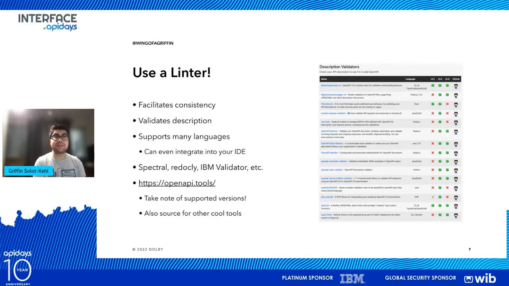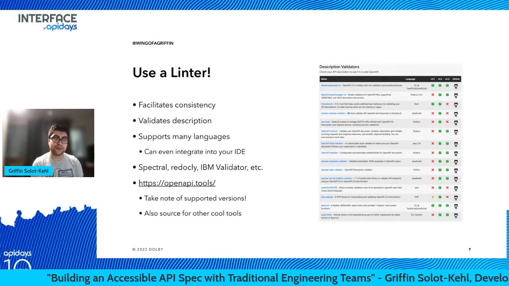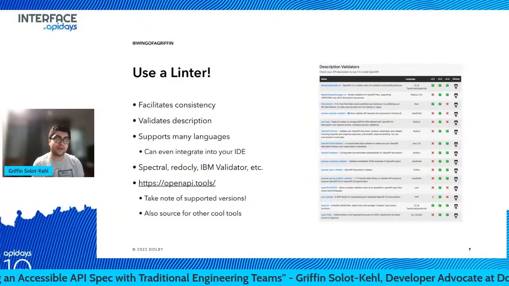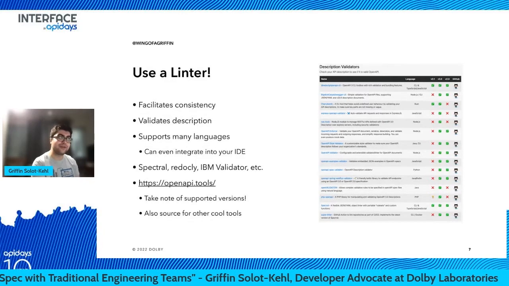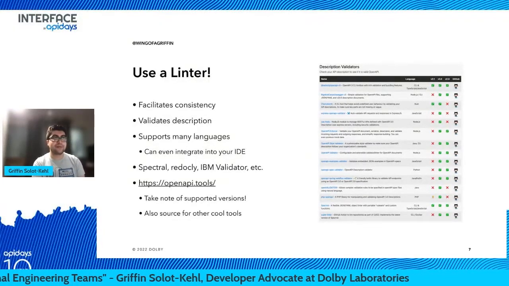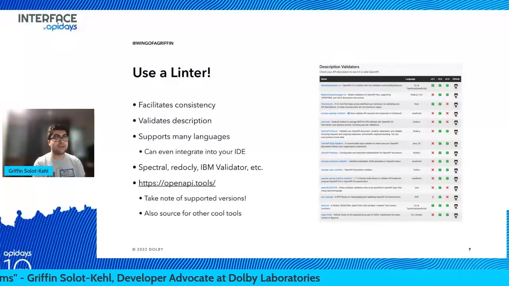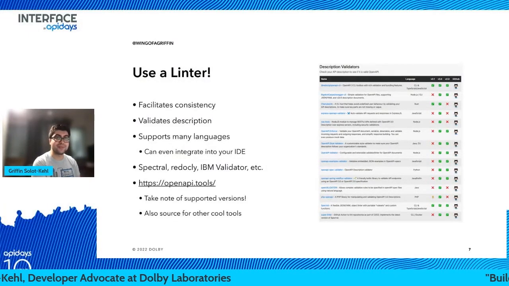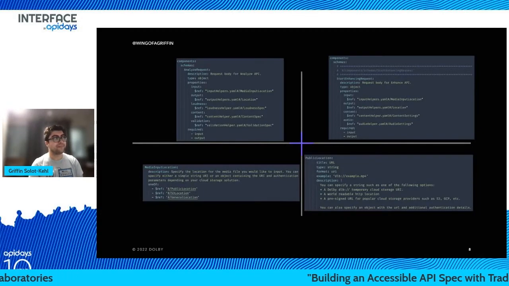You can even integrate these directly into your IDE. There are VS Code extensions that allow you to do the linting. Some popular ones are Spectral from Stoplight. Redocly has one built in. IBM has one if you're an IBM fan. Definitely check them out and make sure that you're taking advantage of these free and open source tools that are available to you to make sure that your spec is doing well.